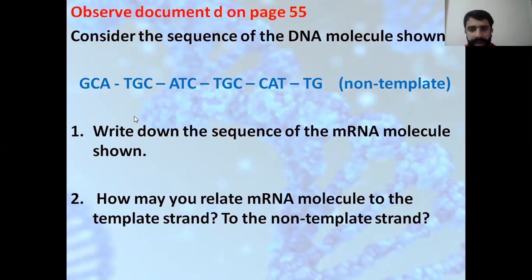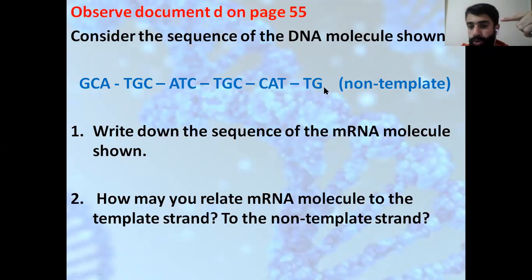For example, if this is the non-template, for the sequence of the mRNA GCA, you put GCA. TGC, all of them are the same, but T should be replaced by U. U is called uracil. So TGC is going to be UGC. ATC, A and C are the same, but T should be replaced by U. TGC, UGC. CAT is going to be CAU.